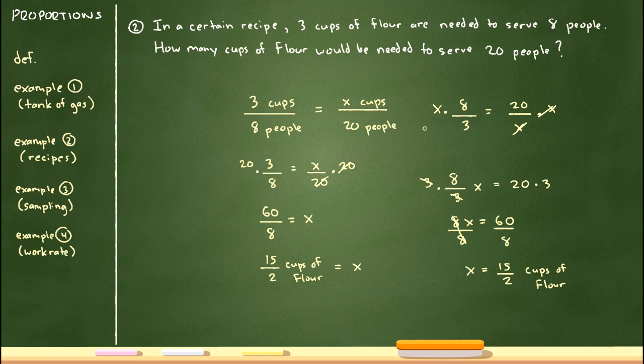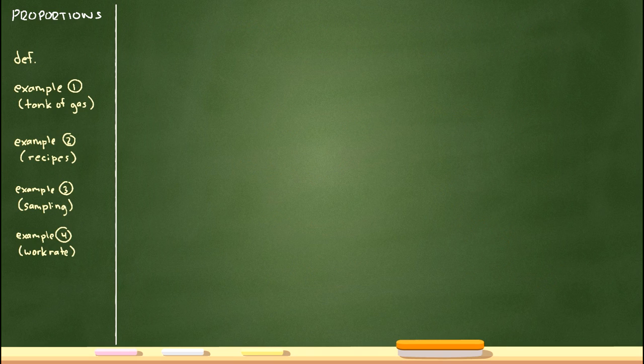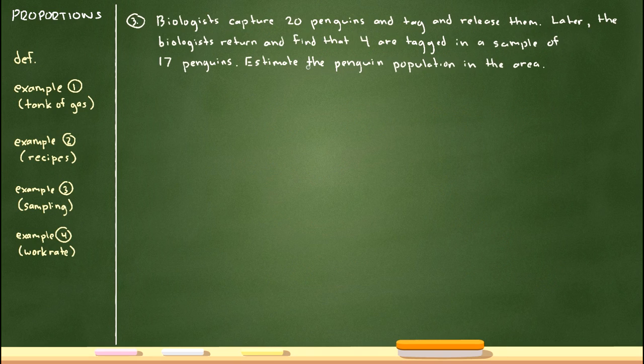Sometimes that could happen. So in example 3, I call this a sampling problem. So in these sampling problems, these are usually a way to estimate populations of animals. So biologists captured 20 penguins and they tag and release them. So 20 of these penguins in the wild have some kind of marker on them.